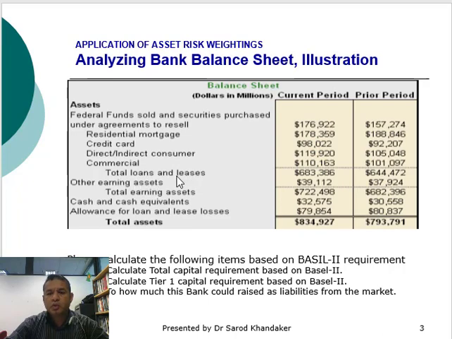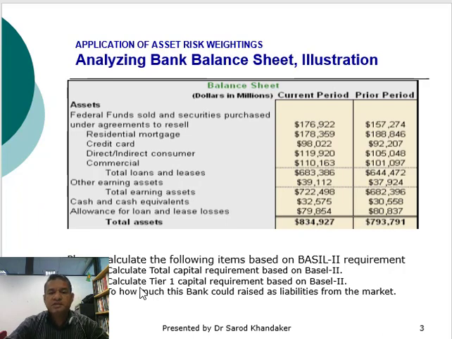So the total loan and leases is 683,386. Other earning asset is 39,112. Cash and cash equivalent is 32,575. Allowance and lease losses is 79,854. So the total value of the bank balance sheet is 834,927. Now, as per the previous question, there are three questions what you need to answer.